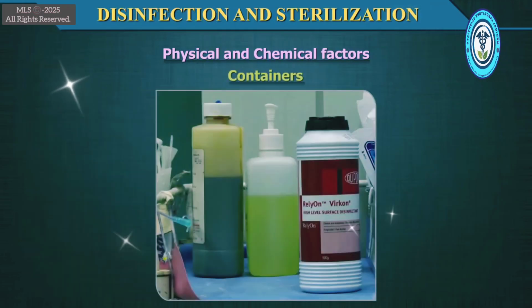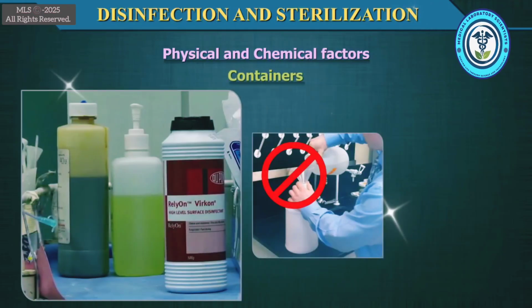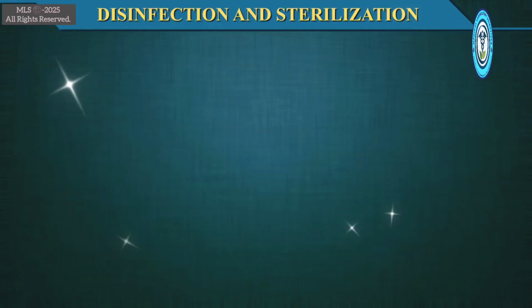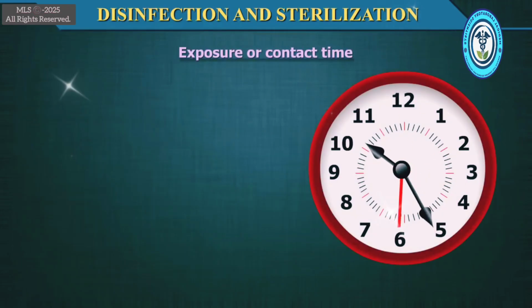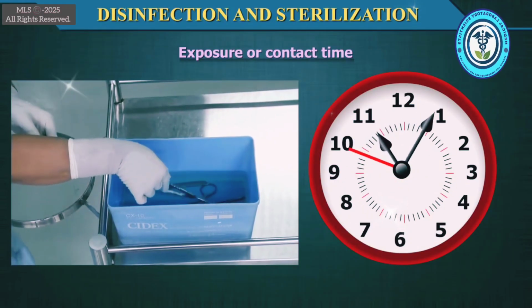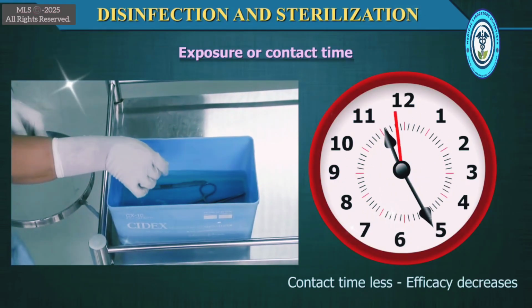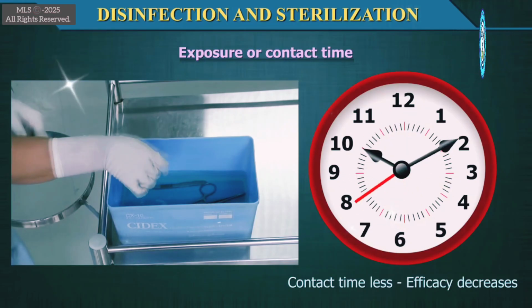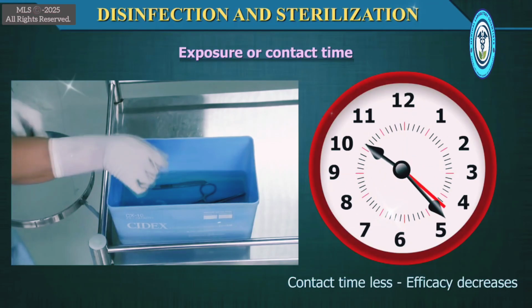Containers must be cleaned regularly and must not be topped with fresh disinfectant as the level drops. The container must be covered with a tightly fitting lid in order to minimize the spread of toxic vapor. Exposure or contact time. Items must be exposed to the germicide for the appropriate minimum contact time. The efficacy of disinfectants decreases if the contact time with disinfectant is less than desired.